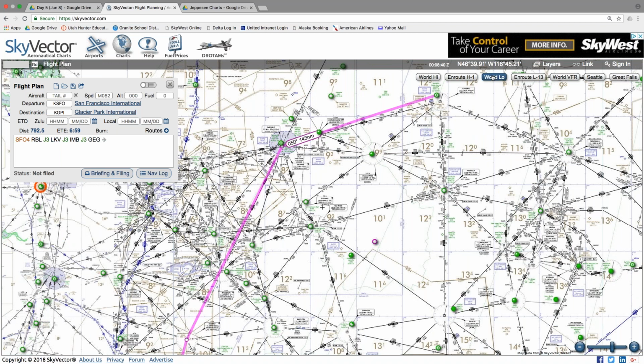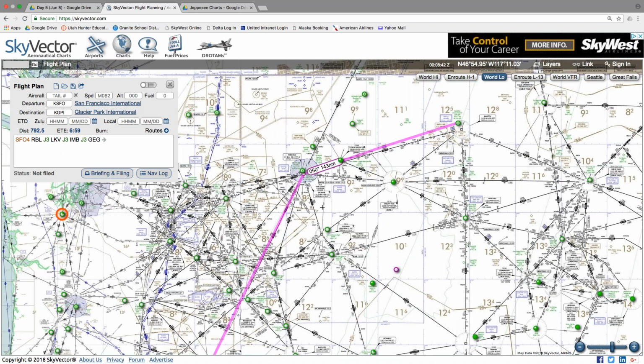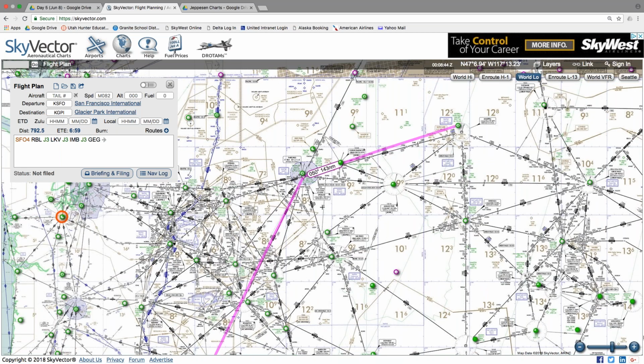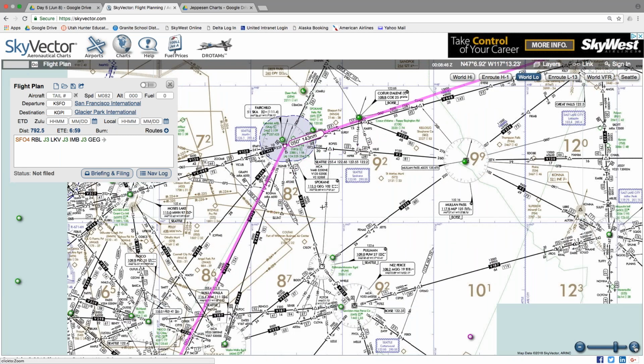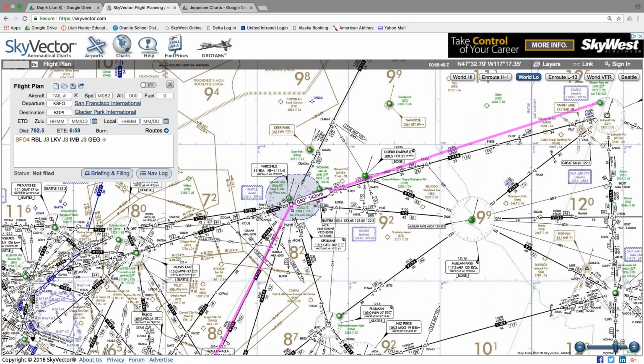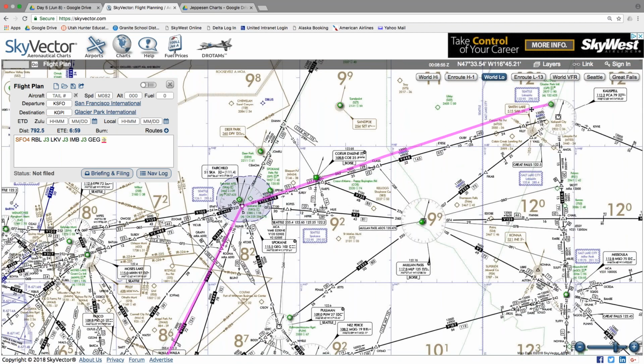Let's see if there's something that goes from this VOR a little more direct though, to Kalispell. So there's actually Victor 448 here that goes direct to Kalispell. We can use that. Puts us on Victor 448. That way we don't have to come down here to Mullan Pass and then up to Kalispell.